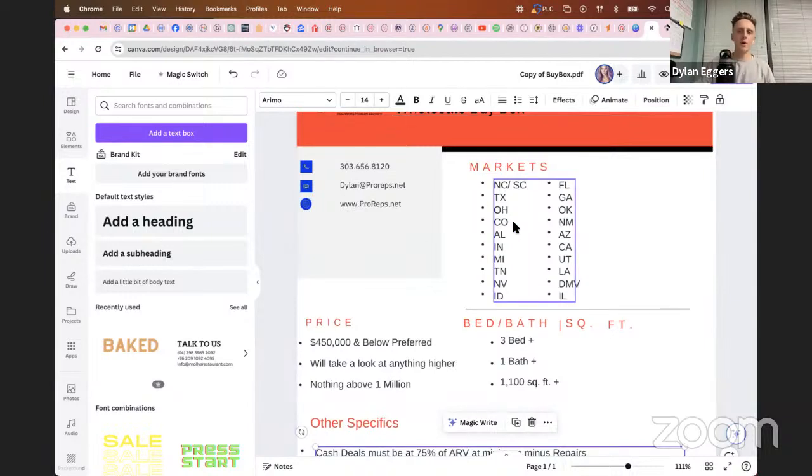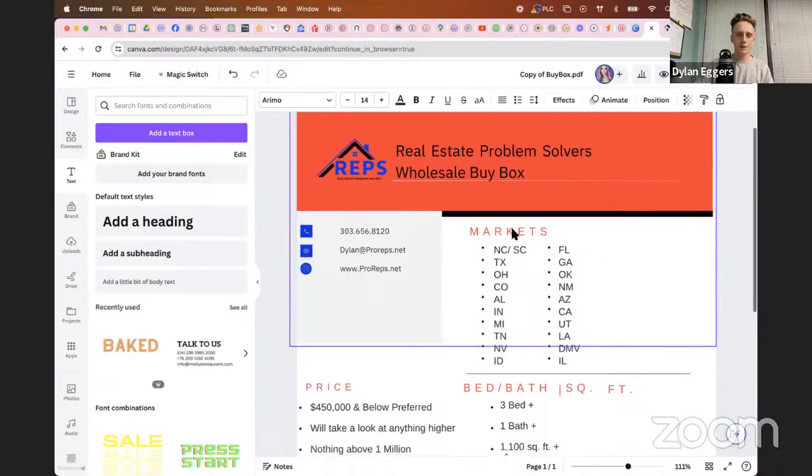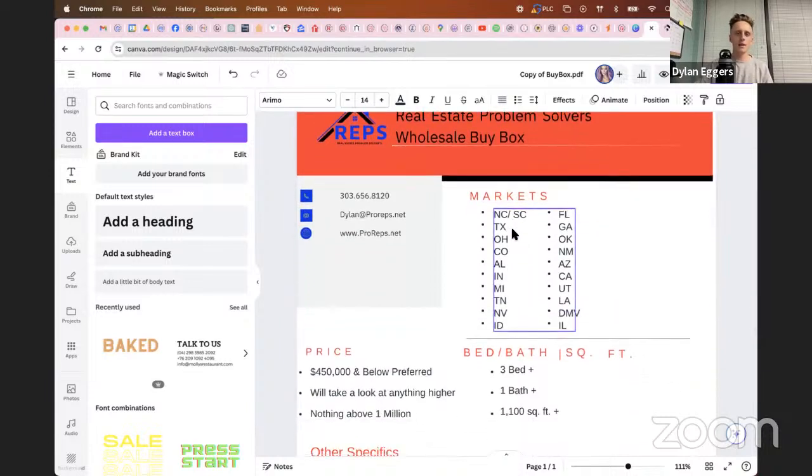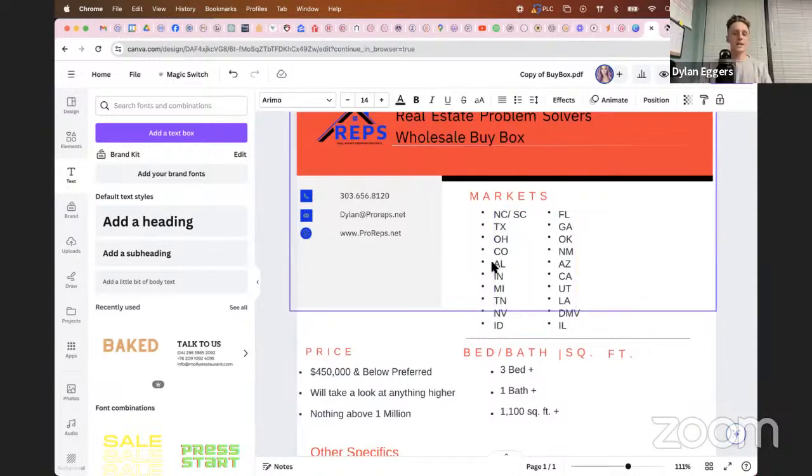So the cities, we're going to upload these buy boxes in the Facebook group and in the Discord. These are the states we wholesale in. For us, for buying, it's Alabama, Ohio, North and South Carolina, and that's it.